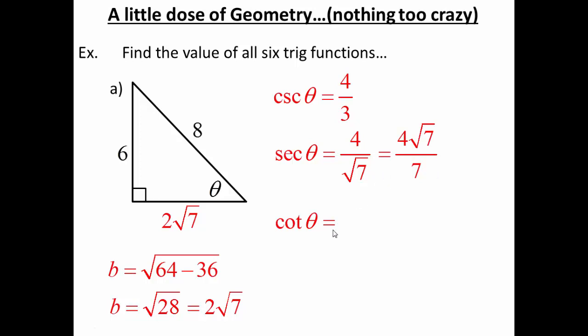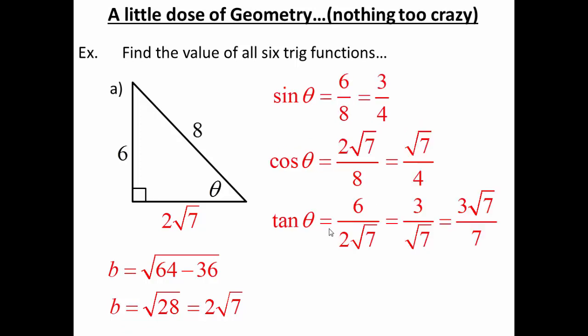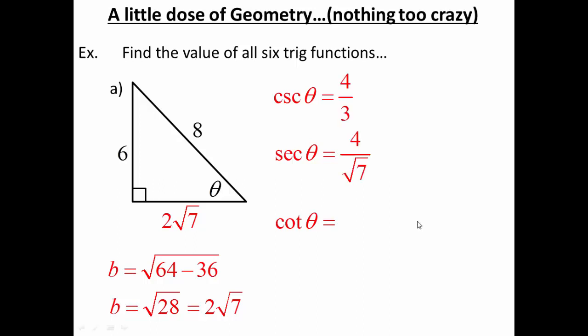For cotangent, we think back to tangent, which was originally, let's actually go back, 6 over 2 root 7, which became 3 over root 7, which became 3 root 7 over 7. Flip it upside down, but instead of flipping this upside down and then having to re-rationalize it, let's simply just flip this upside down. 3 over root 7 flipped upside down to become cotangent is done. You don't have to re-rationalize anything. So root 7 over 3. And again, that's all you have to do.